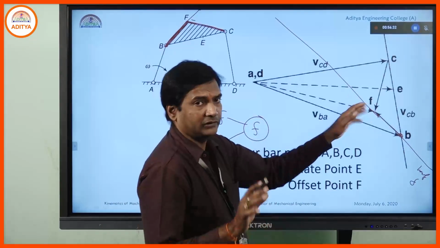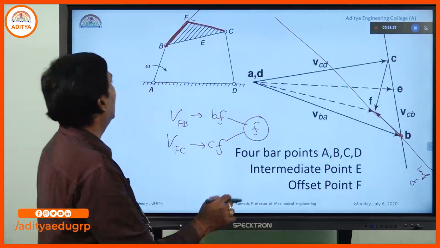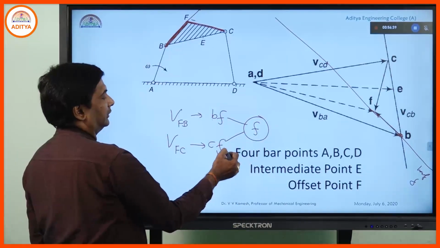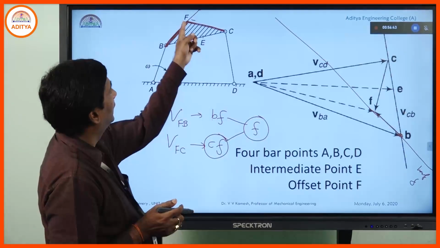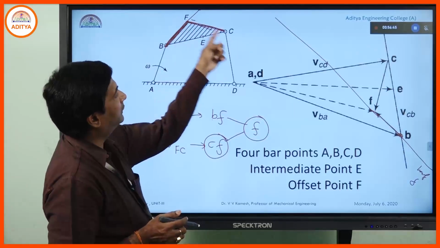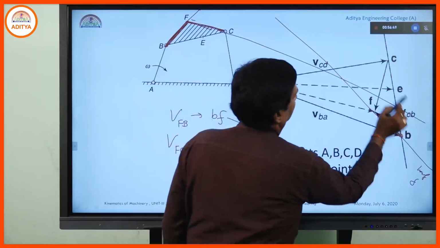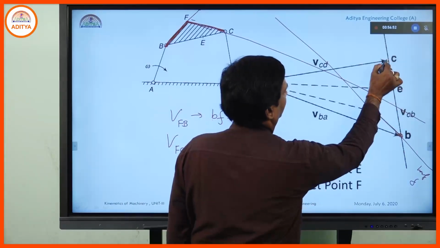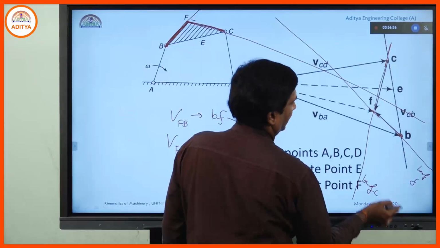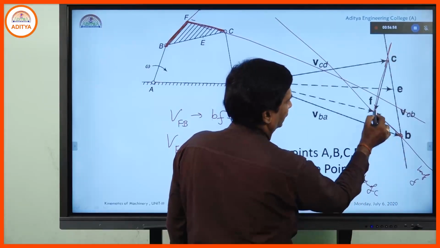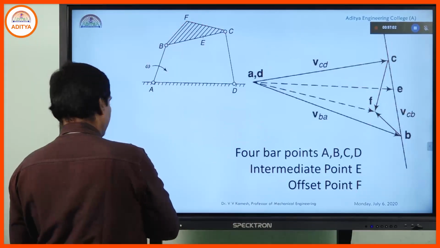So, this is the locus of F, as usual. I do not know where F is, so F may be on this line. Again, I need to get CF. From where I will get the CF? Perpendicular to this link parameter. So, perpendicular to this, I need to get some CF locus line like this. This locus and this locus, they will meet together to get point F.